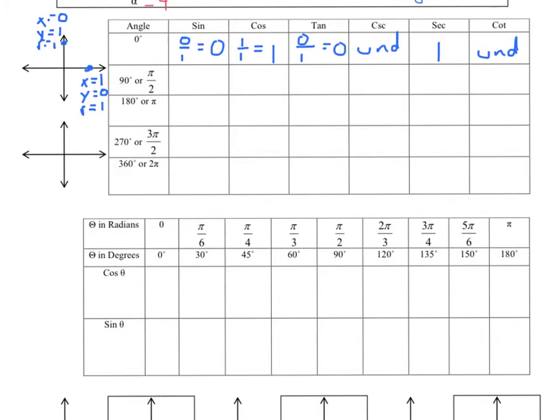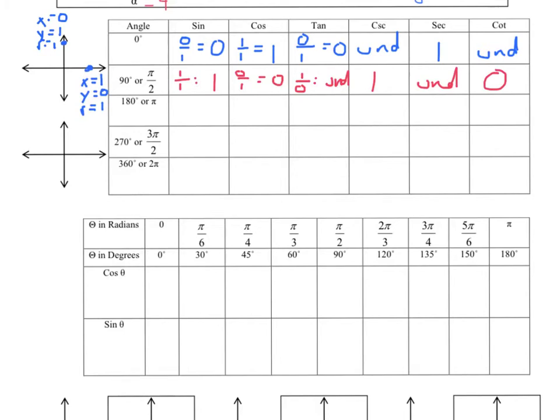Sine of 90 degrees, or sine of pi over 2, is going to be y over r. 1 divided by 1 is 1. Cosine of pi over 2 is going to be x over r, which reduces to 0. Tangent is y over x. That's 1 over 0, which is undefined. Then we reciprocate. Sine and cosecant, reciprocal of 1 is 1. Secant and cosine, reciprocal of 0 is undefined. Cotangent and tangent, the reciprocal of undefined is 0.